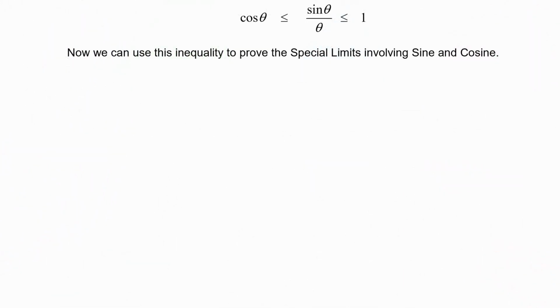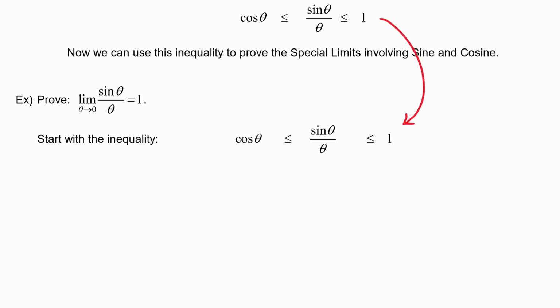Now we can use this inequality to prove the special limits involving sine and cosine. In this example, prove that the limit as theta goes to 0 of sine theta over theta equals 1. So we start with the inequality we just developed, that cosine theta is less than or equal to sine theta over theta is less than or equal to 1.